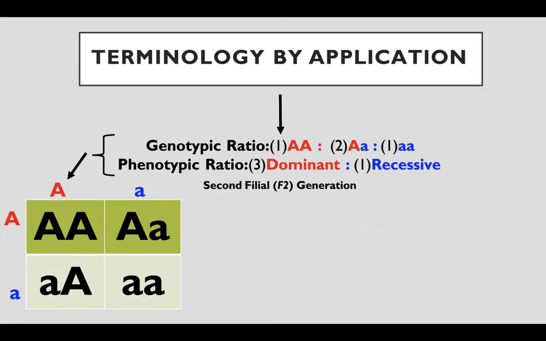I would recommend memorizing this specific ratio. When monohybrids self-pollinate to produce the second generation, it's known as a monohybrid cross. The 1 to 2 to 1 ratio is the genotype ratio. It refers to the ratio of homozygous dominant, homozygous recessive, and heterozygous. So in this case, you have one homozygous dominant, two heterozygous, and one homozygous recessive. But your phenotypic ratio is 3 to 1. You have three dominant, one recessive.